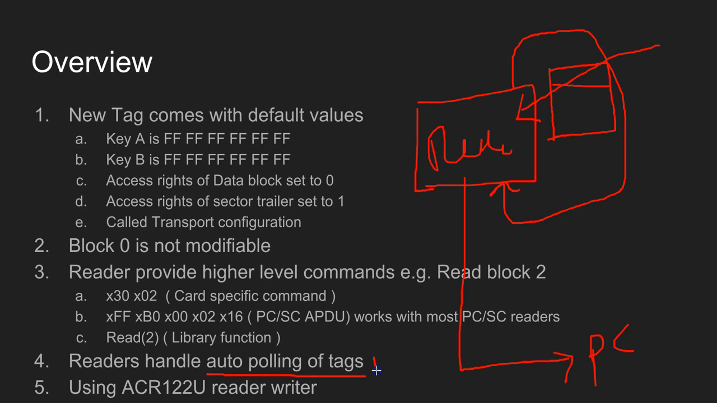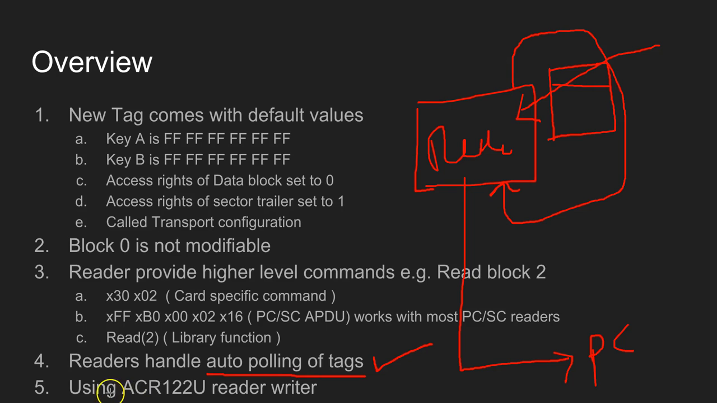So put in simple words, auto polling is a nice feature to have in the readers, because this is going to reduce the number of lines of coding and programming we have to do. And I'm sure most PC/SC readers do have auto polling.